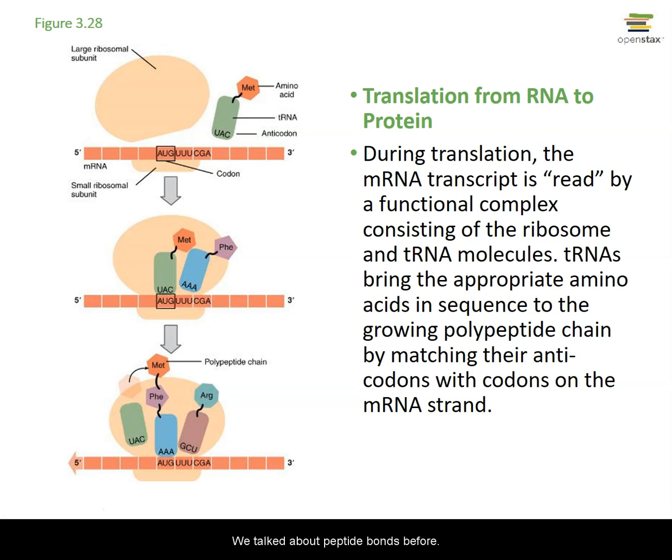We've talked about peptide bonds before, in chapter 2. And then you had dipeptide, polypeptide, and then all the way out to the stop on that messenger RNA, and you'll have a complete protein. During translation, the messenger RNA transcript is read by a functional complex consisting of a ribosome and transfer RNA molecules. The transfer RNA molecule will bring in the appropriate amino acid in sequence to the growing polypeptide chain by matching the anticodon to the codon on the messenger RNA.